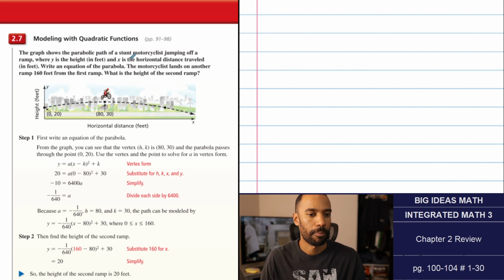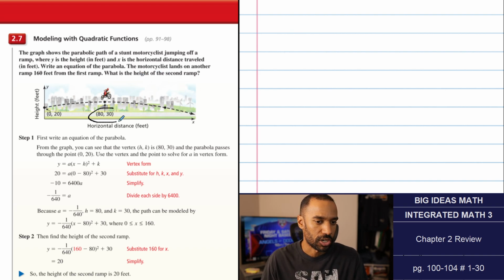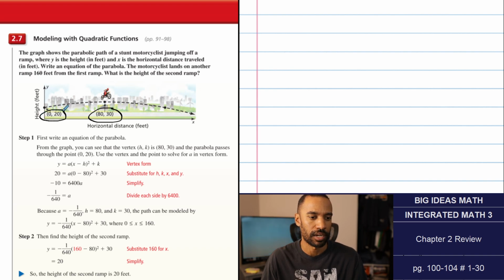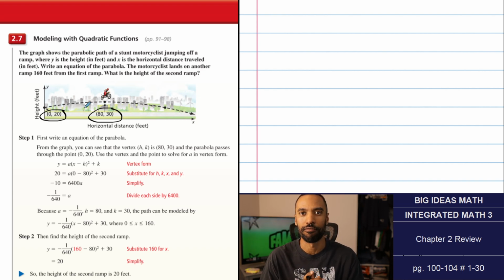The graph shows the parabolic path of a stunt motorcyclist jumping off a ramp, where y is how high they go and x is how far they go in feet. Write an equation for the parabola, and then they say the motorcyclist lands on another ramp 160 feet from the first ramp. What is the height of the second ramp? So the first thing is they give us some information. They give us the peak of their jump, the vertex, the maximum, and they give us another random point. Whether it's y-intercept or otherwise, it's another point. From this, we can come up with a vertex form equation of this parabola most easily. That's the one that I'd most recommend here.